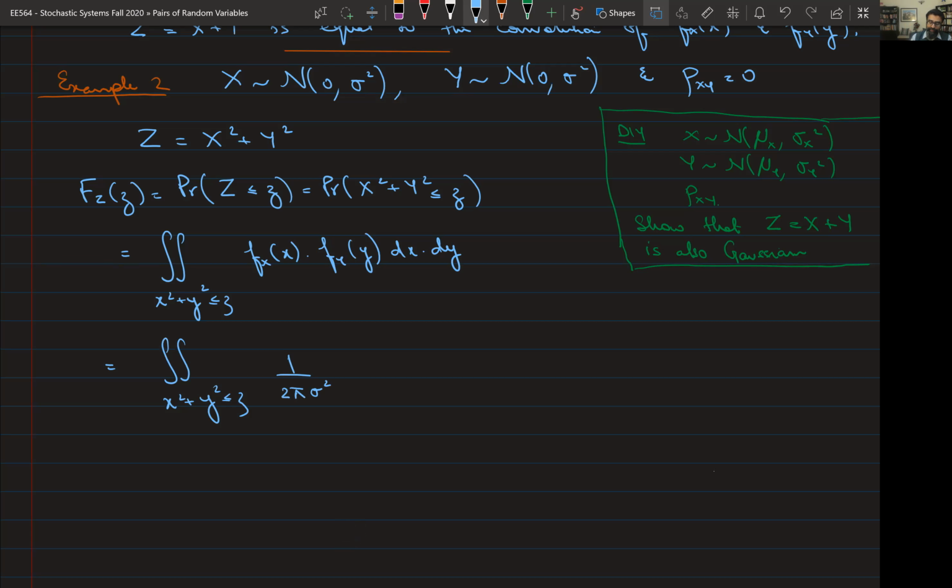What about the exponentials? When they multiply, they're going to be added up in the exponent. This is x squared plus y squared divided by 2 sigma squared, dx dy. Now, how do I compute this integral?